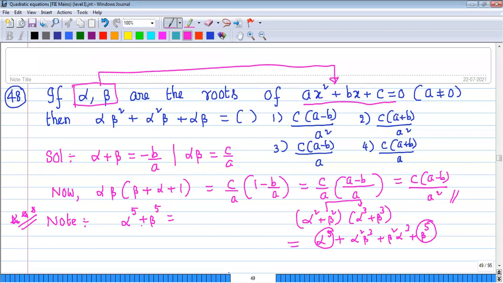That means alpha to the power of 5 plus beta to the power of 5 can be written in a very simple manner: alpha square plus beta square into alpha cube plus beta cube, minus this value. From this we can take out alpha square beta square common into alpha plus beta. Whenever you are asked to find alpha to the power of 5 plus beta to the power of 5, first find alpha square plus beta square and alpha cube plus beta cube, and then substitute. We know alpha beta and alpha plus beta. Is the concept clear here?